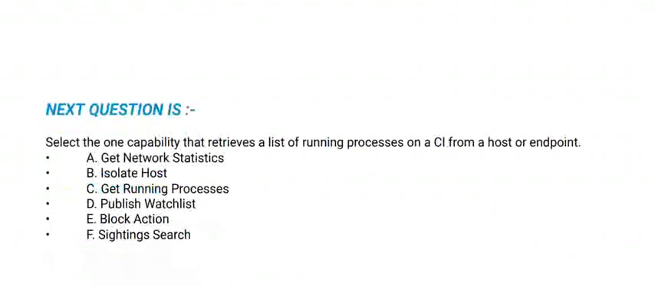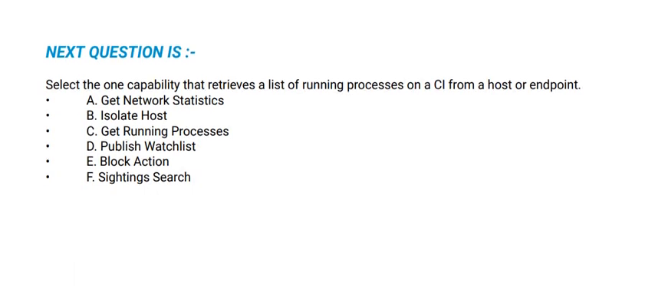Next question is: select the one capability that retrieves a list of running processes on a CI from a host or endpoint. Options are: option A, get network statistics. Option B, isolate host. Option C, get running processes. Option D, publish watch list. Option E, block actions. And option F, sighting search. The correct option is option C.